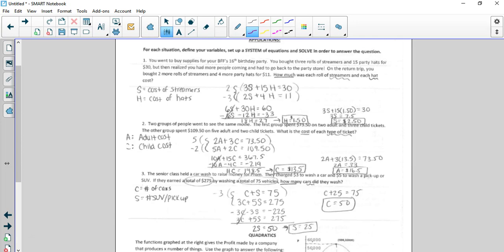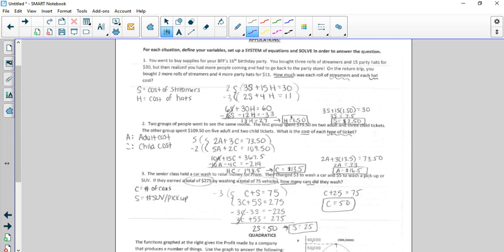Now, you can use substitution or elimination. Elimination is going to be the best choice here because everything has a coefficient. You can choose 6 and negative 6 or 45 and negative 45. Most people are going to pick 6 and negative 6. Now, since you're both positive, you have to make one of your numbers negative. Whether it's 2 or 3, it doesn't matter. In this case, it was negative 3.